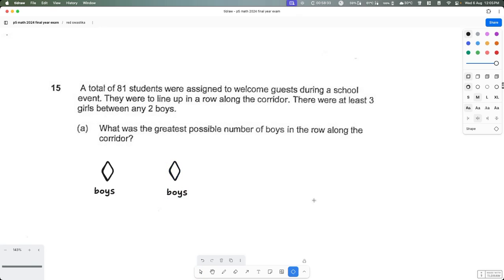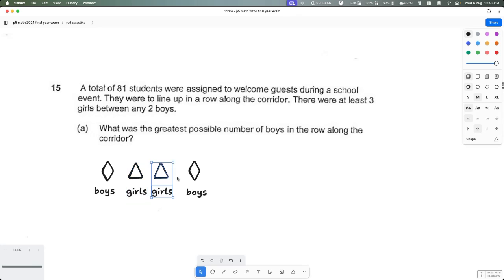So I'm going to draw something else, maybe a triangle, and then we have girls. So girls is a triangle. I'll write here girls like this. Then move the girls like this, and I'll just duplicate it. Girls, and then we have one more girl in between the boys. That's what you see over here.